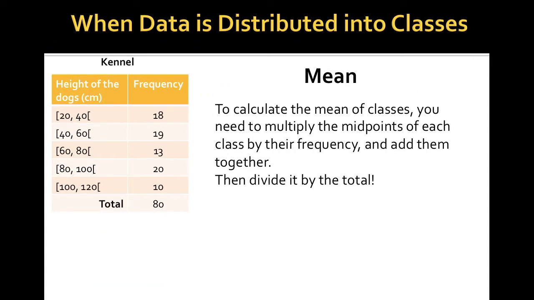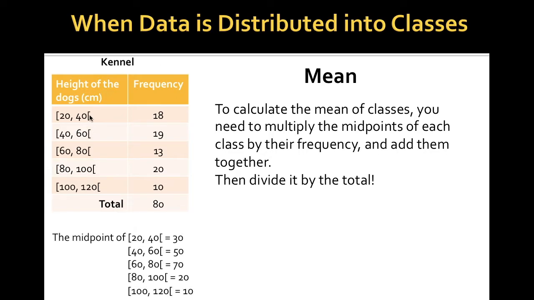Now the mean. To calculate the mean of the classes, you need to multiply the midpoints of each class here by their frequency here, and then add them together. Then you divide it by the total. So the first thing I'm going to do is find the midpoints of each of my rows, each of my intervals.